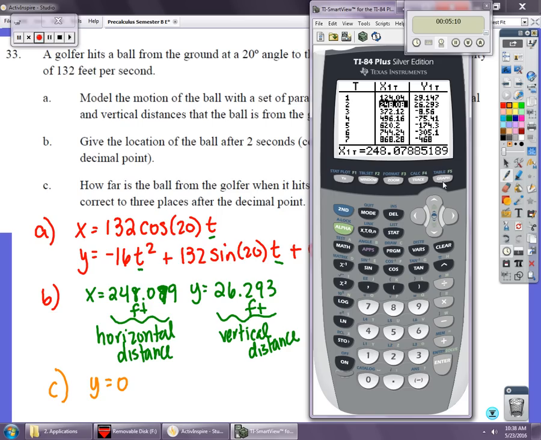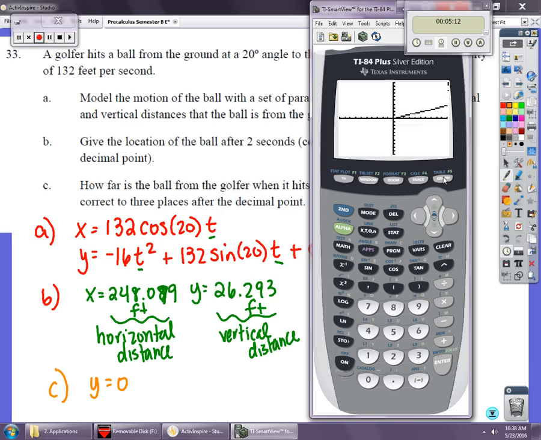So if I just hit graph, I probably do not have a very good window on this. You can see that if I just hit graph, this is pretty terrible. I'm only seeing the ball just getting hit. Keep in mind that at 2 seconds it was 248 feet, and my standard screen's probably going to 10. So let me go ahead and mess with my window a little bit.